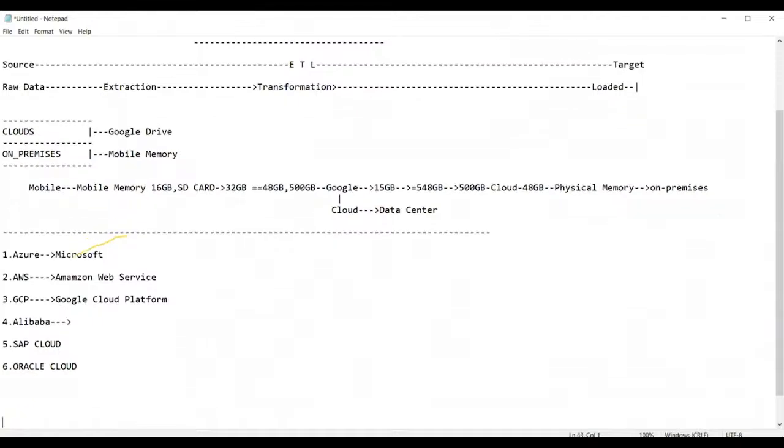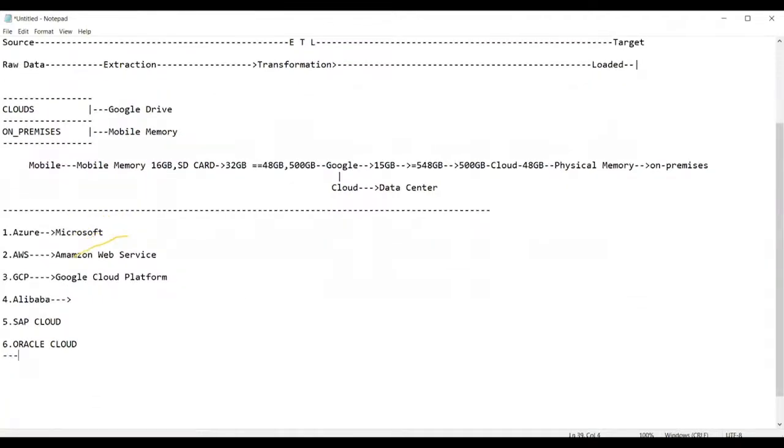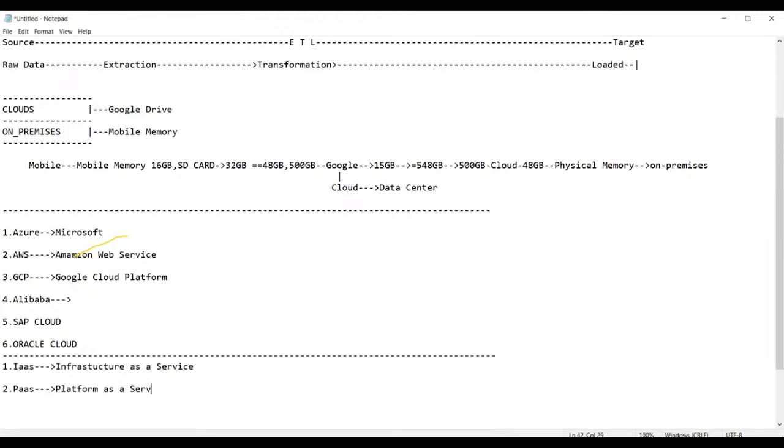Now, guys, these cloud services are basically classified or divided into three categories. The first one is IaaS. IaaS stands for Infrastructure as a Service. Then you have PaaS. PaaS stands for Platform as a Service. The third one is SaaS. SaaS stands for Software as a Service.